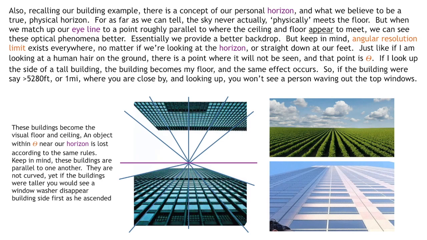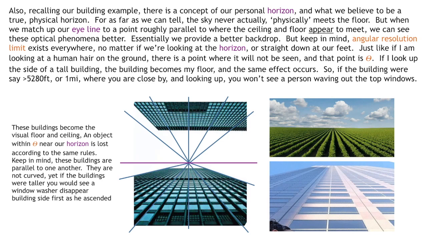Also recall our building example. There is a concept of a personal horizon and what we believe to be a true or physical horizon, but as far as we can tell, the sky never actually physically meets the floor. But when we match up our eye line to a point roughly parallel to where the ceiling and the floor appear to meet, we can see these optical phenomena better and see the object disappearing bottom first. Essentially, we provide a better backdrop to these phenomena.